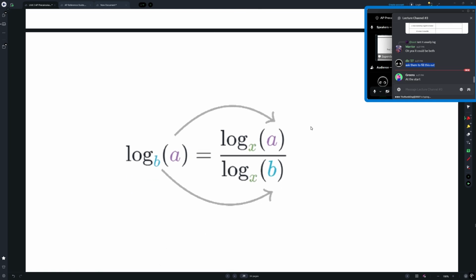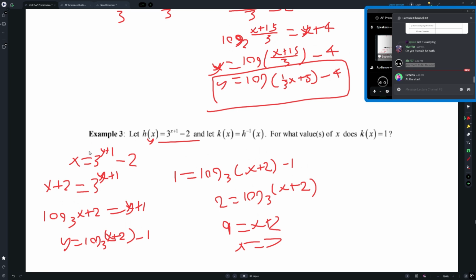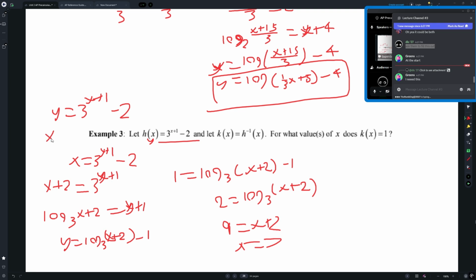Now this is when we're supposed to go over change of base, where log of b becomes this over this. Why did I set it equal to x? Because I switched the x and the y. So if this was y is equal to 3^(x+1) minus 2, I flipped it, and I said x is equal to 3^(y+1) minus 2. That's an inverse function. Does that make sense?